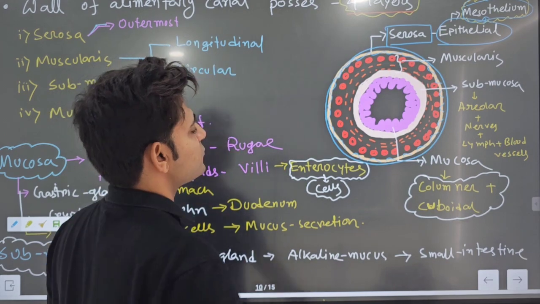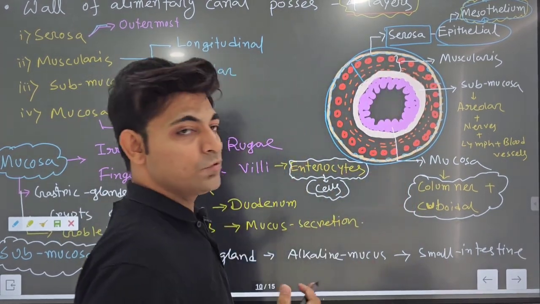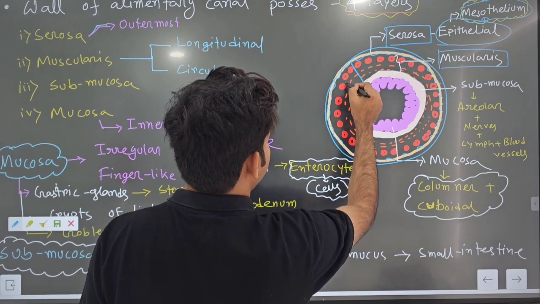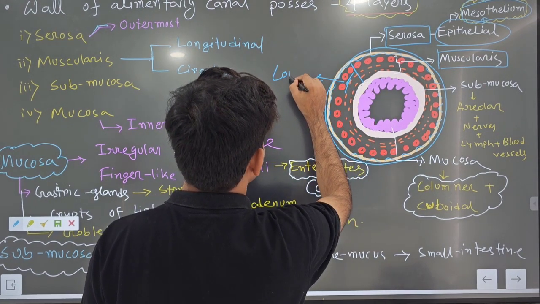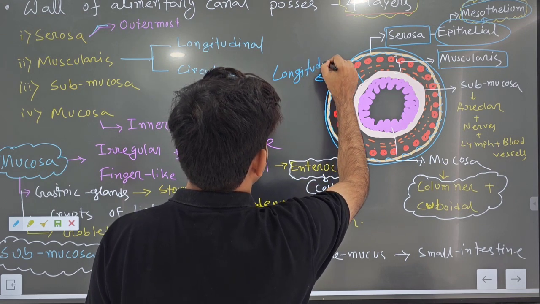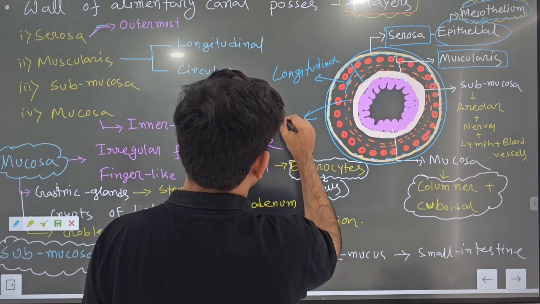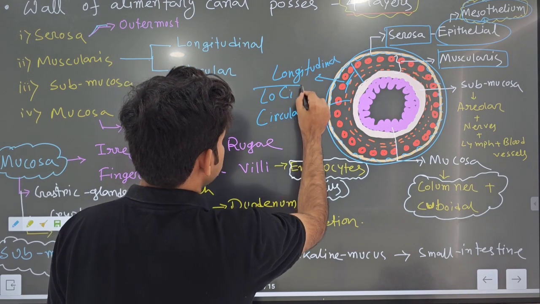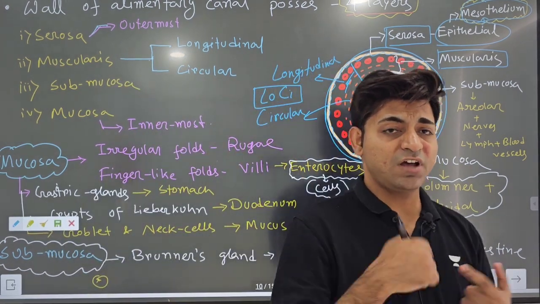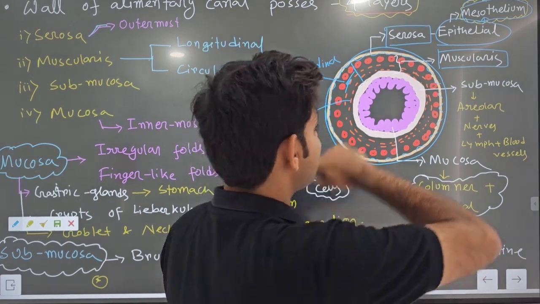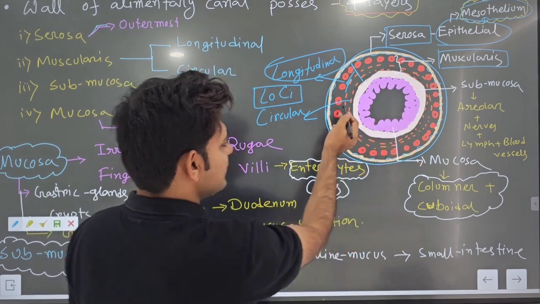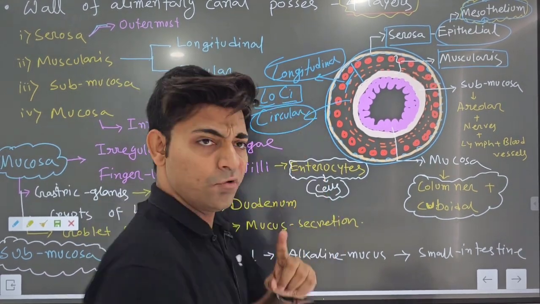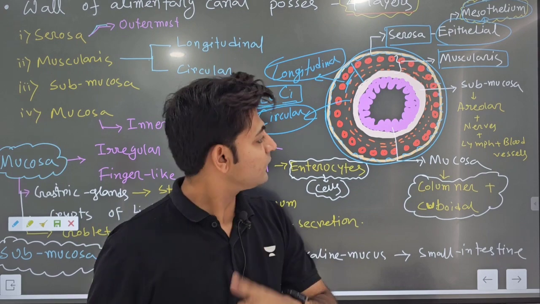Now below this serosal layer we have a two-layered smooth muscle layer, called muscularis. This muscularis has two layers. The outer layer is made up of longitudinal muscle and the inner layer is made up of circular muscle. You can remember with the term Loki. Sometimes we get confused about which is outer, which is inner. The muscularis externa is longitudinal muscle, muscularis interna is circular muscle. Loki, L for longitudinal. You know Loki. I think you are all fans of Marvel, right?